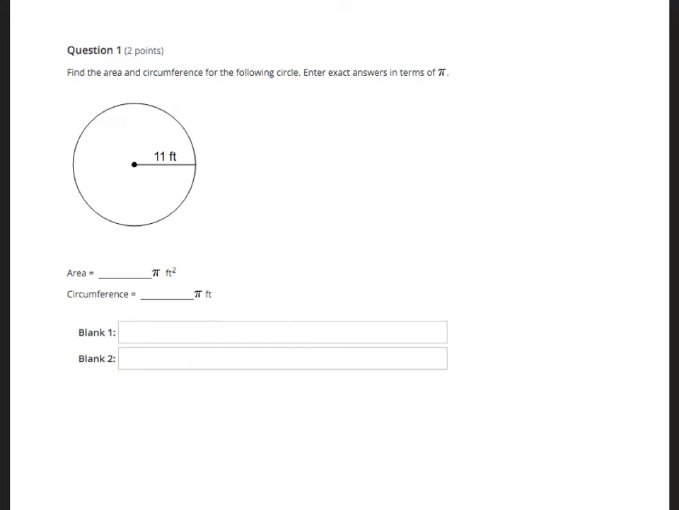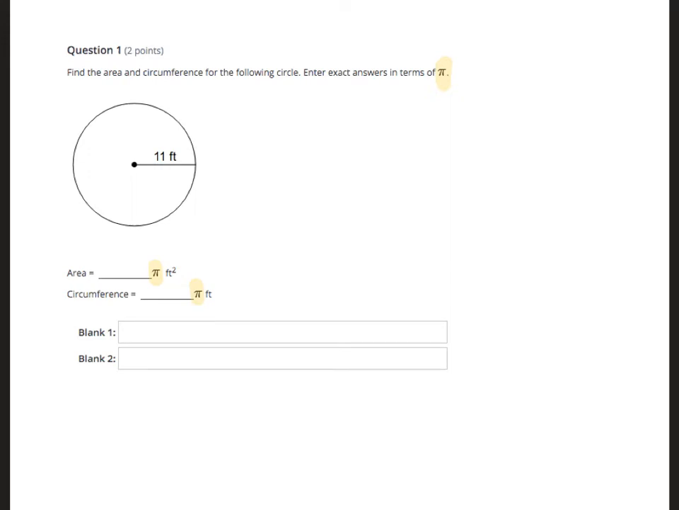It says find the area and circumference for the following circle. Enter your exact answers in terms of pi. Now before we get started, notice that it says enter it in terms of pi, but pi is already there for you in both answers after your little blank. So you do not have to multiply anything by pi, you do not have to type pi into your calculator, you do not have to type pi at all. You just want to enter the number in front of pi when you do your final answer.